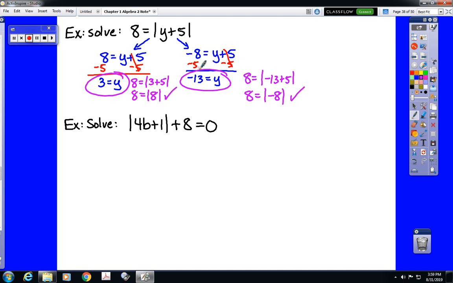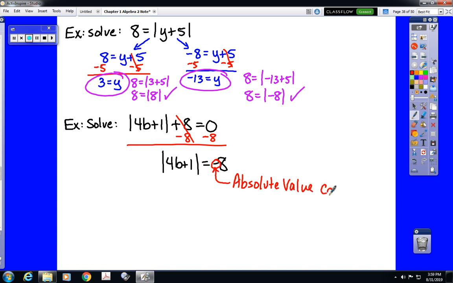Our second example here is not solved for the absolute value, so the first thing that we would do is subtract 8 from each side to get the absolute value by itself. That would give us the absolute value of 4b plus 1 is equal to negative 8. And right now, the problem should end, because we should immediately notice that sign right there, and we should know that absolute value cannot be negative, which means that this problem has no solution.